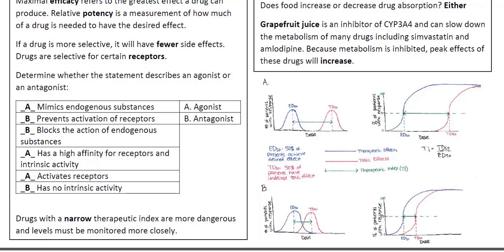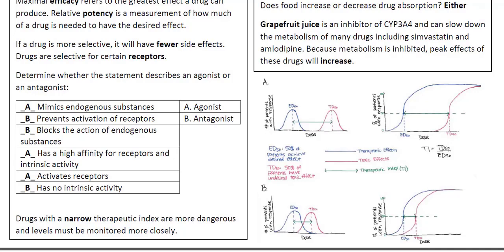On the right, there is another way to look at it, where the percentage of patients is plotted against the dose. And you can see the ED50 and the TD50, where 50% of the patients achieved either the therapeutic response or the toxic response.